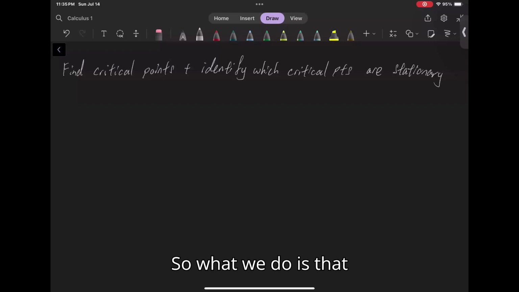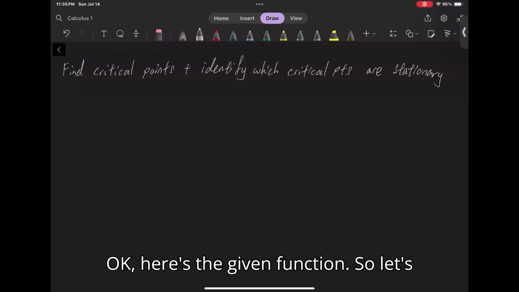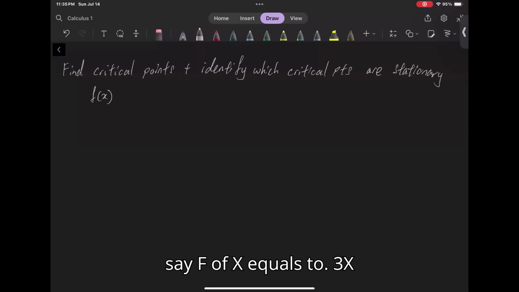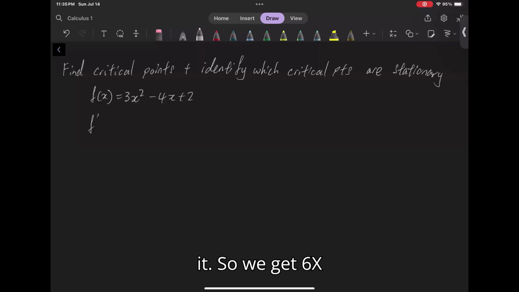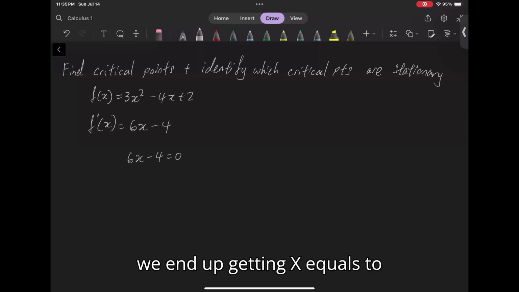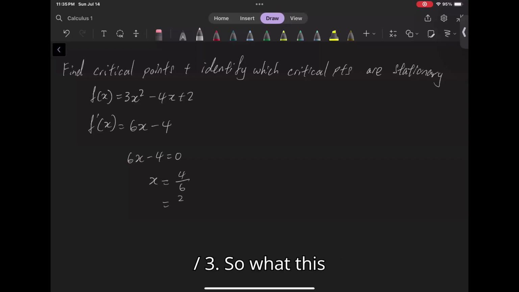Okay. So what we do is, here's the given function. Let's say f of x equals 3x squared minus 4x plus 2, right? So we derive it. So we get 6x minus 4, and then we set that equal to 0, right? So then 6x minus 4 equals 0. Then we end up getting x equals 4 over 6, which is going to be 2 over 3. So this is our stationary point.